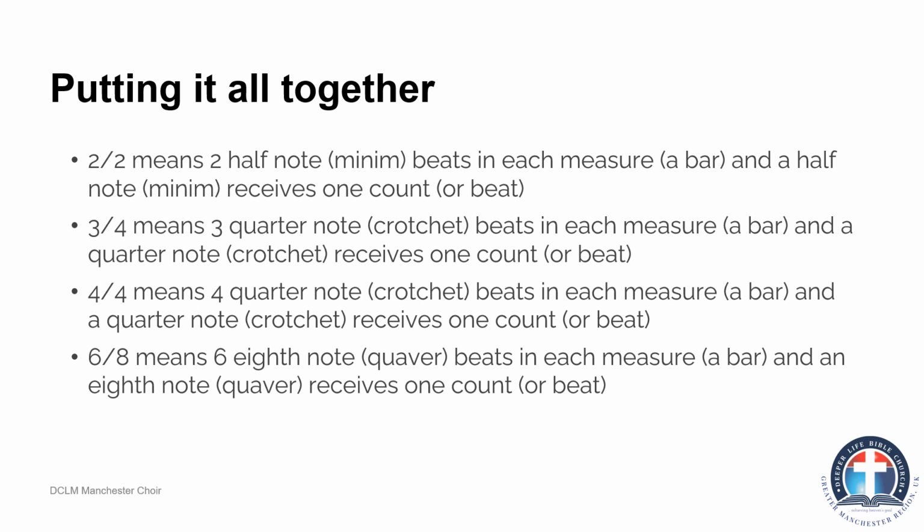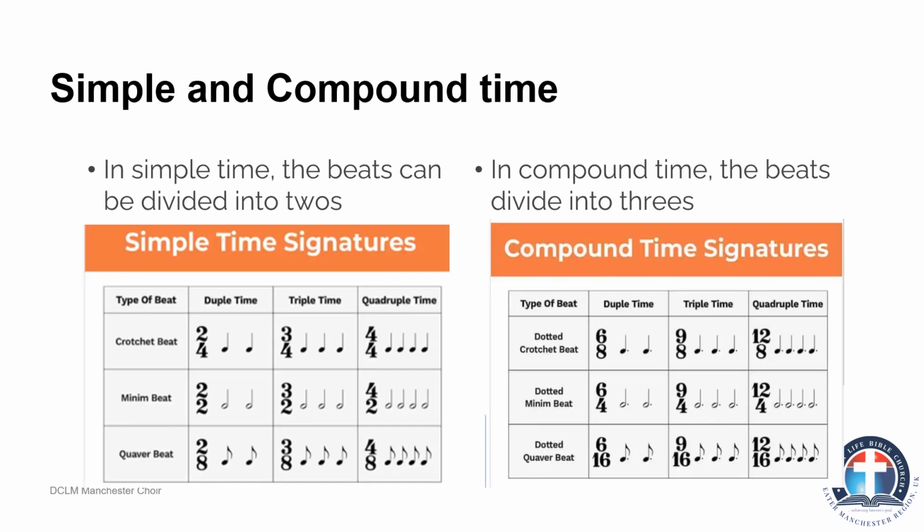How do we differentiate between a simple and a compound time? I beg your pardon. How do we differentiate between a simple and a compound time? In simple time, the beats can be divided into twos, as against compound time where the beats divide into threes.